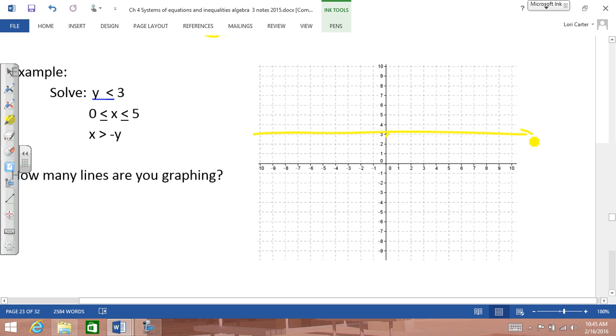Okay, Mason, where do I shade? Plug in 0. Is 0 less than or equal to that? True or false? So this is true. You plugged in this point, so this point is true. So I shade the bottom, underneath.